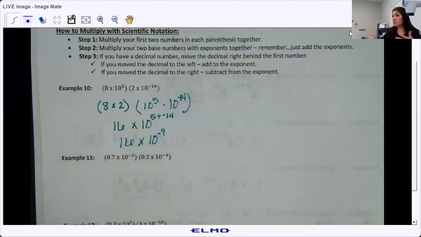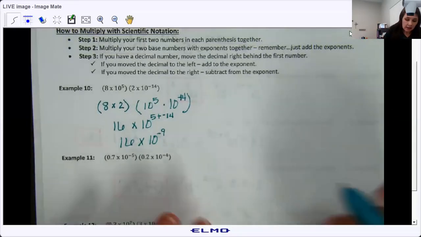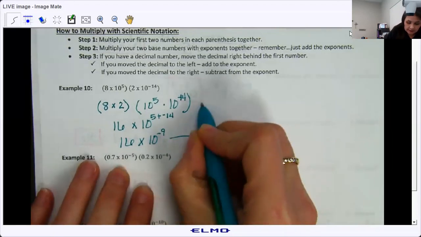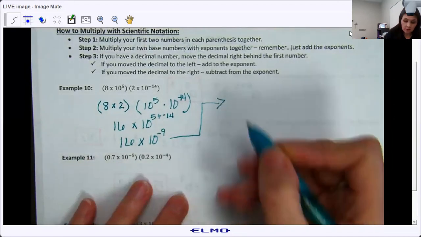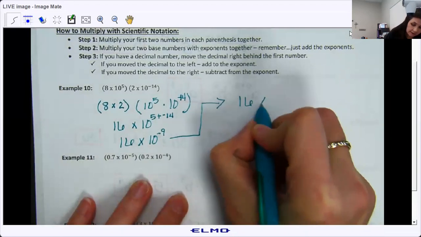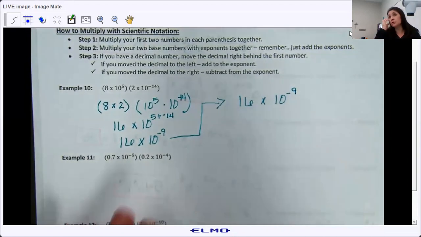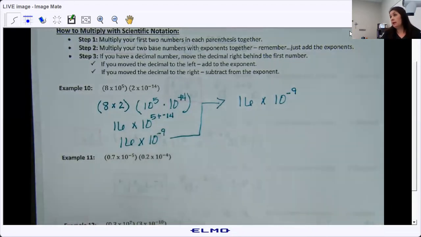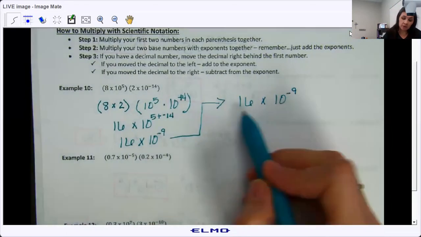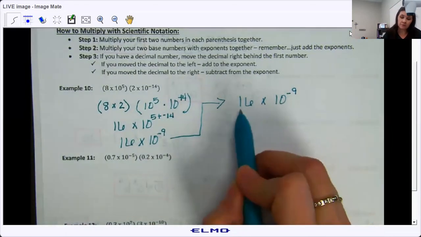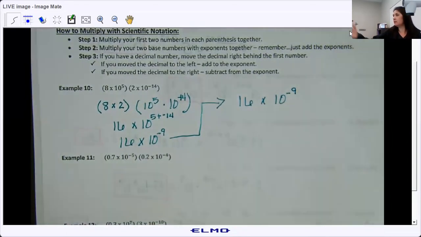So this, we're kind of done. We're almost done, but we have one step left. If you've already been taught scientific notation, you should have been taught that the correct way to write it is to have the decimal right after the first number. So the correct way to write the scientific notation would be to write 1.6 times 10 to something. That's just the correct format for scientific notation.